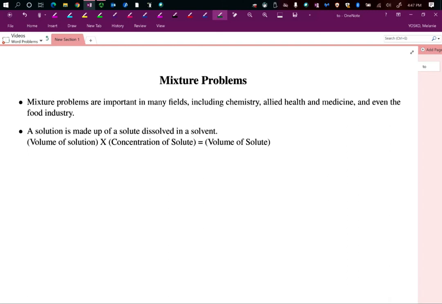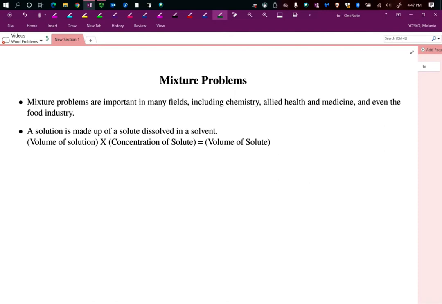Okay, let's do some mixture problems. Mixture problems are really important. You might see them in chemistry problems, anything with allied health, medicine, nursing. In the food industry, you may see a mixture problem as we're going to mix two different kinds of nuts that cost different prices per pound, and we're trying to make a bag of mixed nuts and figure out what the new price should be. That's an example of using a mixture problem in that way.